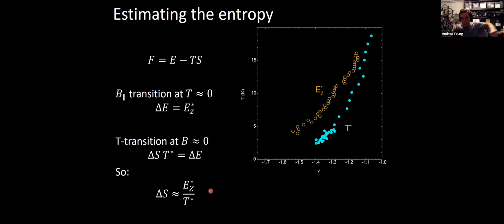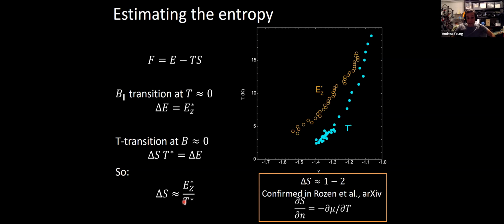And so you can plot these, and the key thing here is that I'm plotting these on the same scale, in units of temperature as a function of filling factor, and you find that they basically track and are basically the same size, right? So what that means is that delta S is just about 1. And just to be clear, this is measured in units of entropy per superlattice unit cell, right?